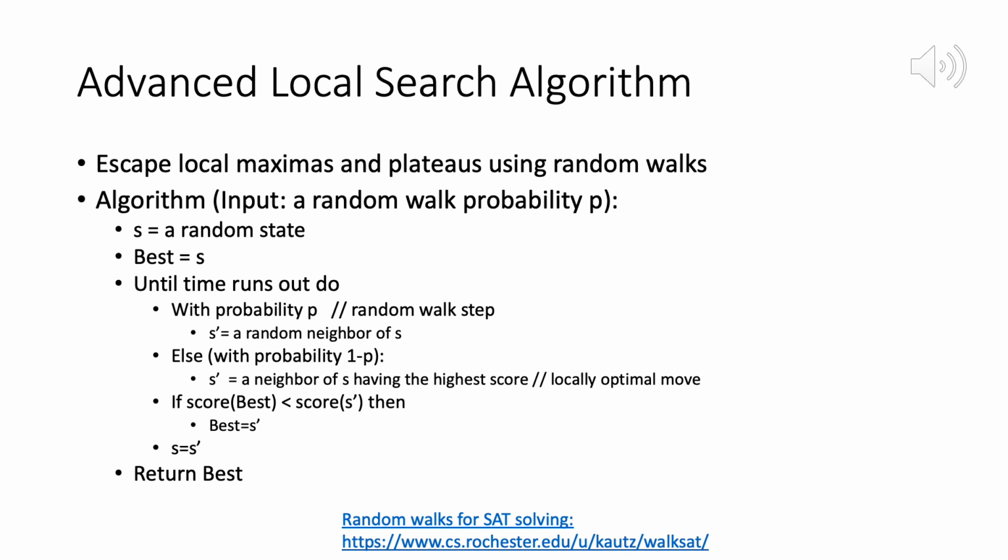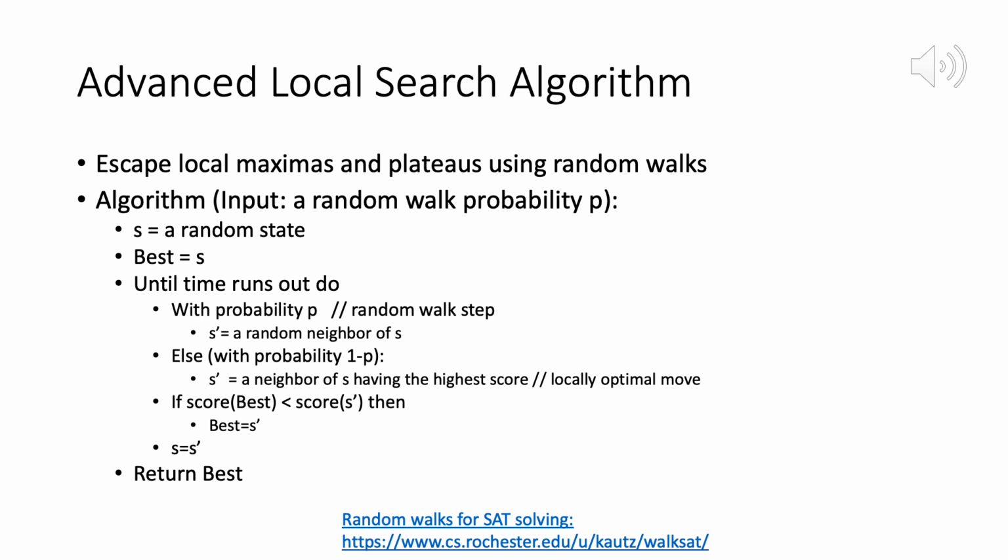Now, these iterative steps in the repeat until loop are the steps where this algorithm differs or deviates from the basic local search algorithm. Unlike the basic algorithm, instead of always making a locally optimal move, namely what we do is we move from state S to another state S prime having the highest score, where S prime is a neighbor of S.